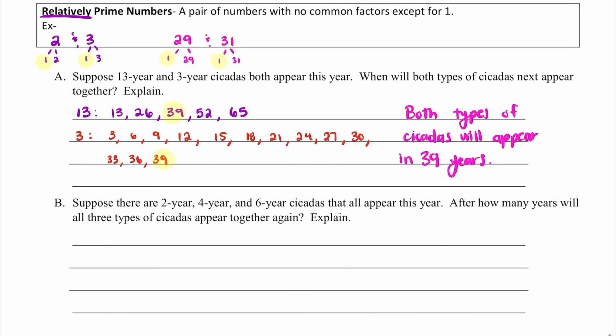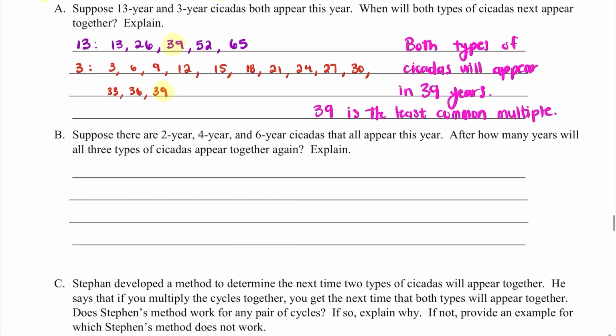Okay, and why does this work? Why is 39 such an important number? Well, if we remember, this is the smallest multiple that is shared between 3 and 13. What do we call the smallest multiple? We call it the least common multiple, right? So the reason why is, 39 is the least common multiple. And I want you guys to write that out. Least common multiple. Especially for right now. So 39 is the least common multiple, and that's your explanation here. Okay?